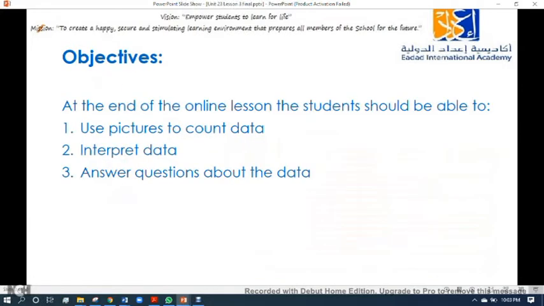Okay, for this lesson, what I want you to do is to be able to use pictures to count data. Again, you should be able to interpret data and answer questions about data. Let's move on with our lesson.